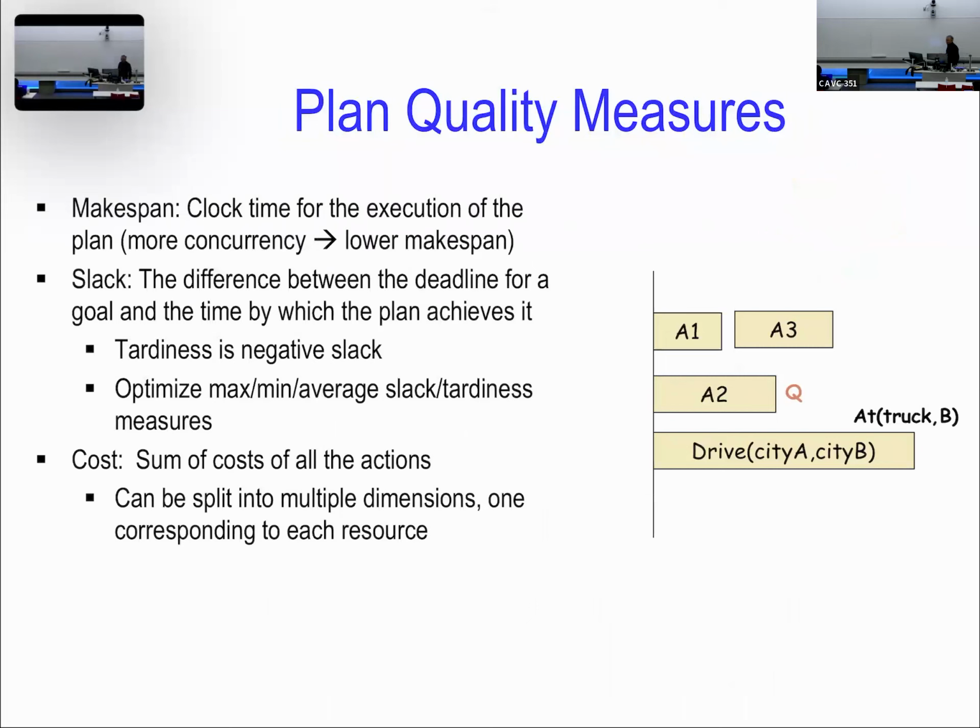Now, what is a plan quality measure? Previously, we talked about the number of actions, the cumulative cost of the actions. Those are the kinds of things. But now that there's time in the picture, you can talk about all sorts of other things. You can talk about makespan from the beginning to the end. How much time does the plan take to be done? Okay. Slack, which is the difference between the deadline for a goal and the time by which the plan achieves it.